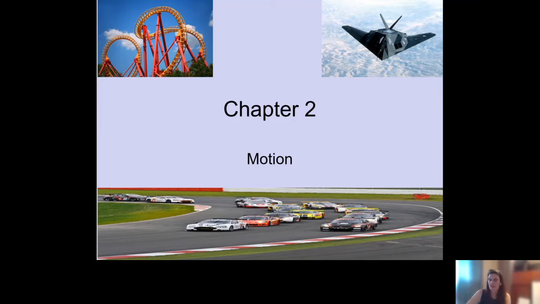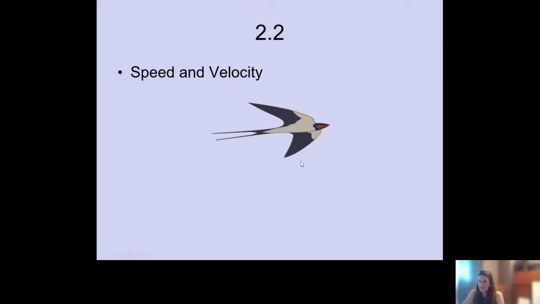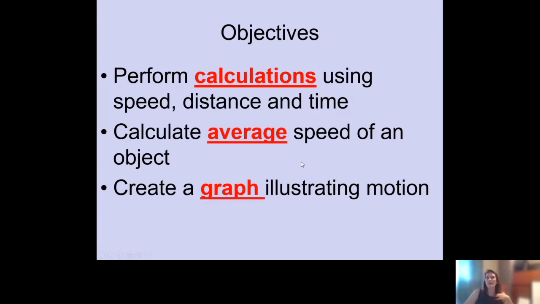I like the physics part of this unit, and there's a lot to learn, so let's get started. So we are still on motion, and now we're doing speed and velocity. After today, you will be able to perform your calculations using speed, distance, and time. You will be able to figure out what the average speed of an object is, and you will be able to identify and create a graph illustrating motion.